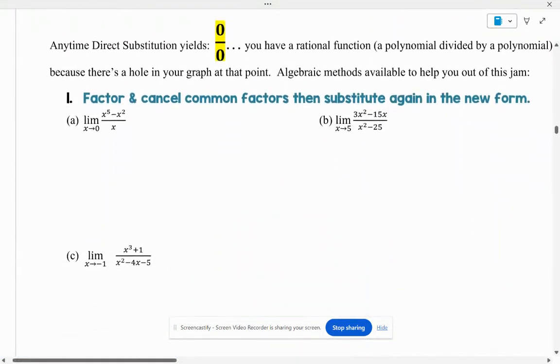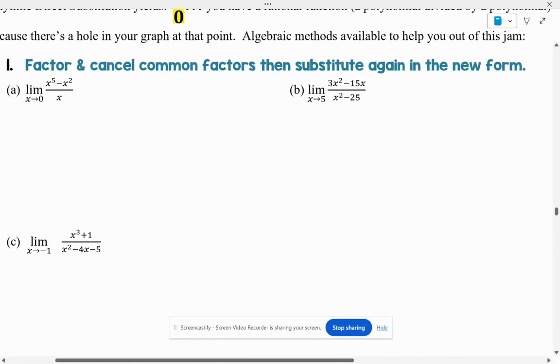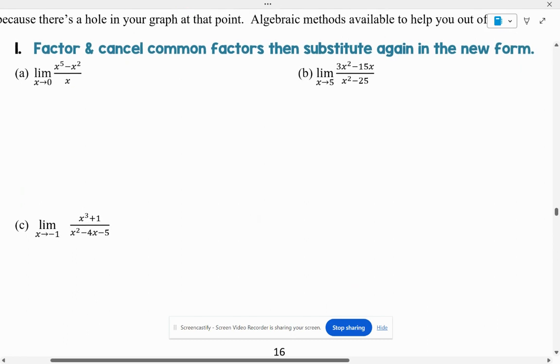Let's look at number 1. Factor and cancel common factors, then substitute again into the new form. So this is what happens when you get a 0 over 0. What I do need to see is your first initial substitution, because that shows me that you know what to do, and then you know how to make a decision based off of the mathematical results that you get. So always, always, always direct sub first. Get the 0 over 0, then do your canceling and all that, because sometimes it looks like it's going to be a problem, but then it's not. So always direct sub first.